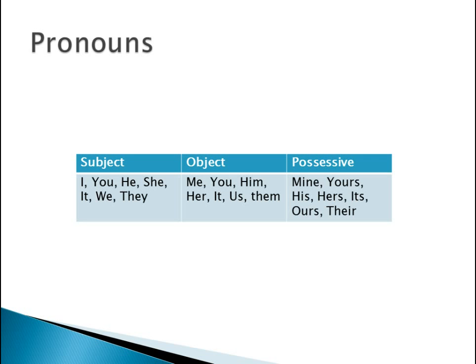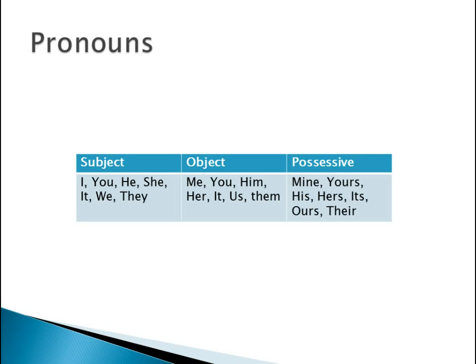ITS, the way it's written on the screen, is the possessive form of it. Its fur, or its claws, or its teeth. But if you see IT apostrophe S, it isn't possessive, it's a contraction, and it means it is. So that's the difference there. By the way, if you ever see an apostrophe in a pronoun, it's always a contraction. You only use apostrophes in pronouns because they're contractions, where we're abbreviating two words.